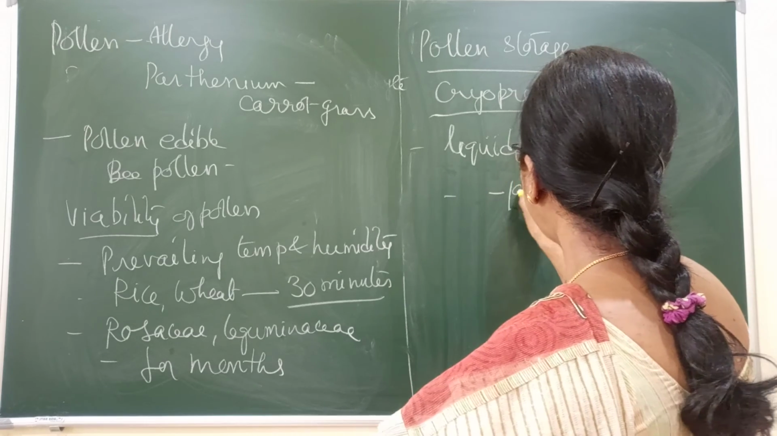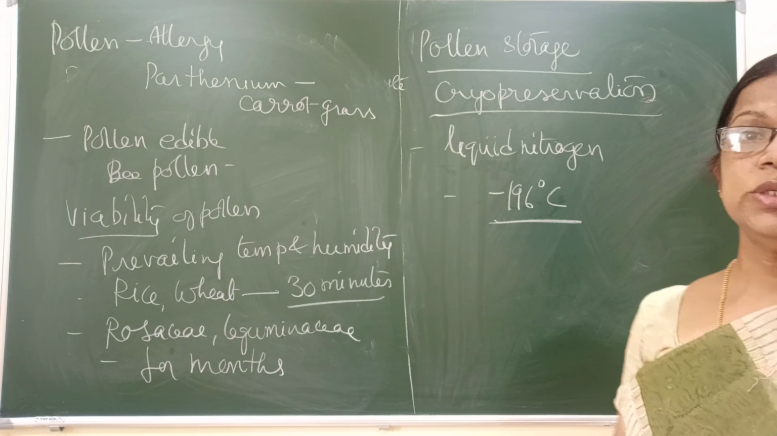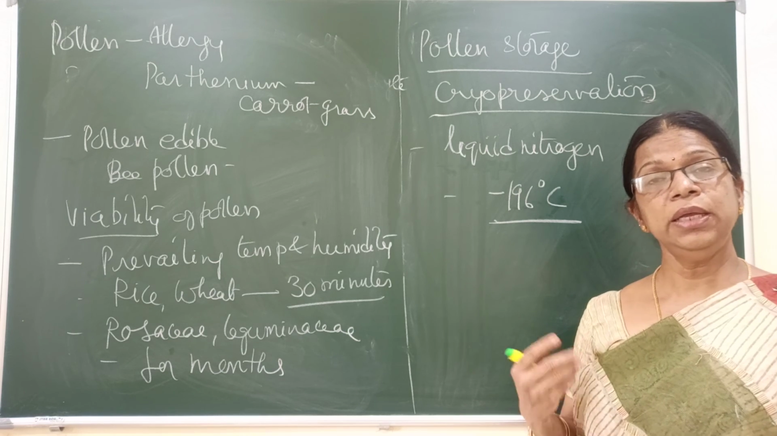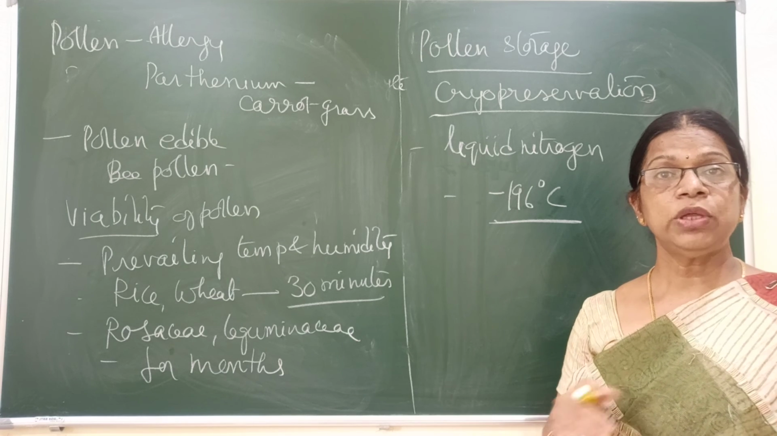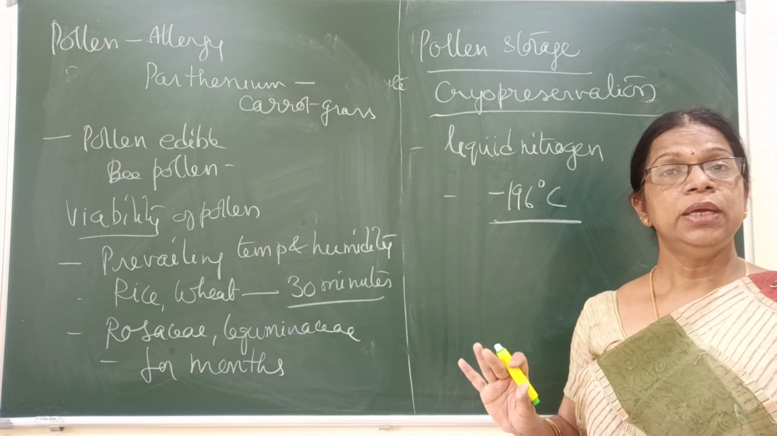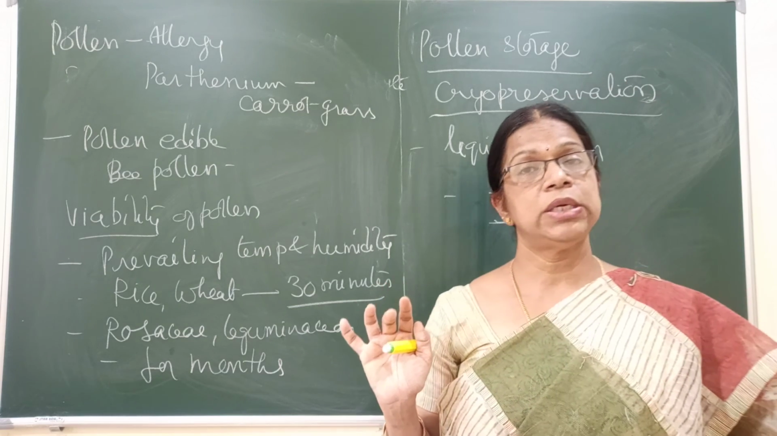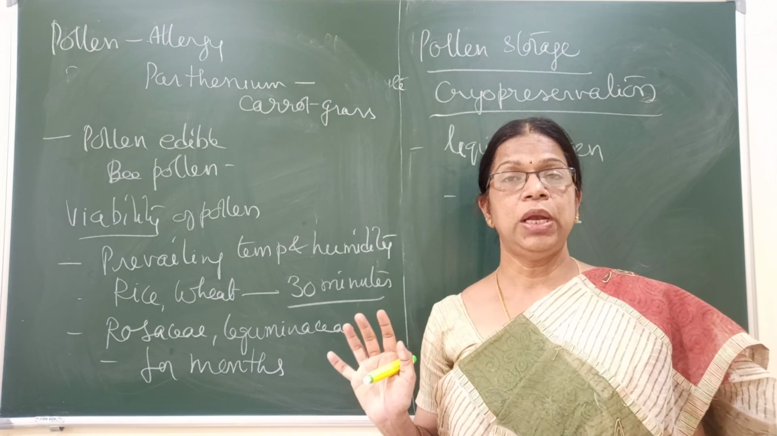At minus 196 degrees centigrade, in liquid nitrogen, any living material can be stored for an indefinite time without getting damaged. It can be stored for a very, very long time. So this is called cryopreservation, used to maintain the pollen bank.